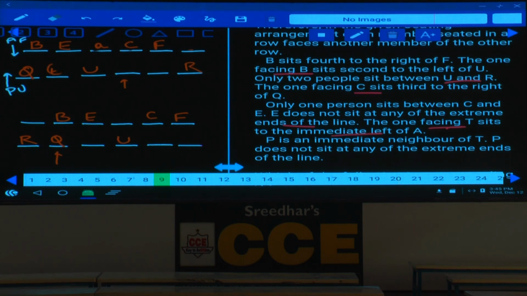If you take T at this place, then A will be here. The one who is facing T is to the right of A rather than left of A. Hence A cannot be at this place. As A cannot be here, T cannot be at this place. Then what is the other possibility left over here?